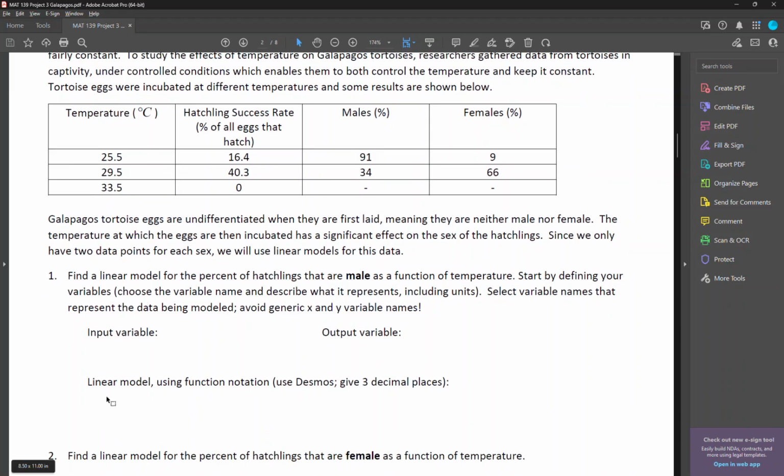Then you're going to make your linear model. You can make this with regression. You can make this by hand, your choice of how to create your linear model. But you need to express it using function notation. It actually does say to use decimals here, so you'll be able to show your work and give 3 places. But you can use by hand methods on decimals or regression methods on decimals. That part of it's your choice here.